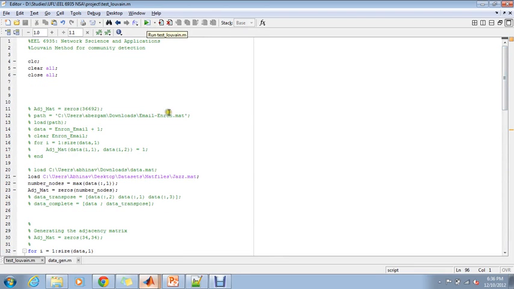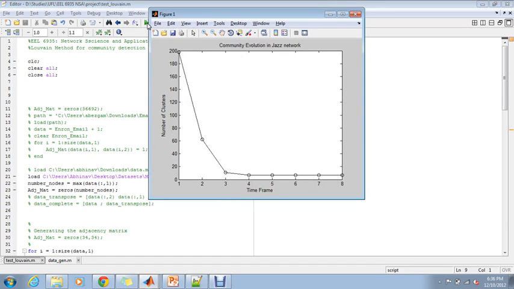I'm running this for the Jazz network, which is the smallest of all the networks, because community detection takes a huge amount of time over large networks. Some of them even run for about 45 minutes. Now here we can see the evolution of the network in the case of the Jazz network.